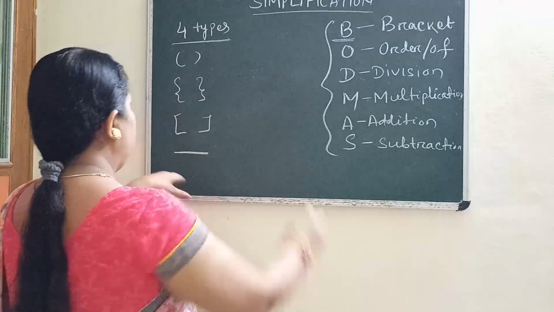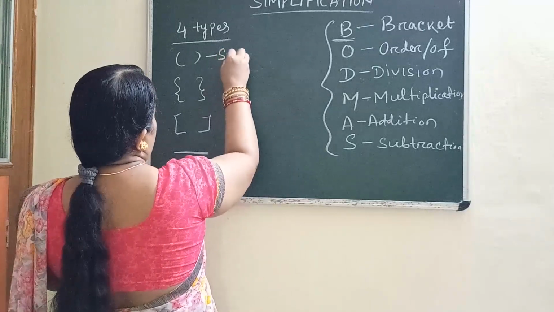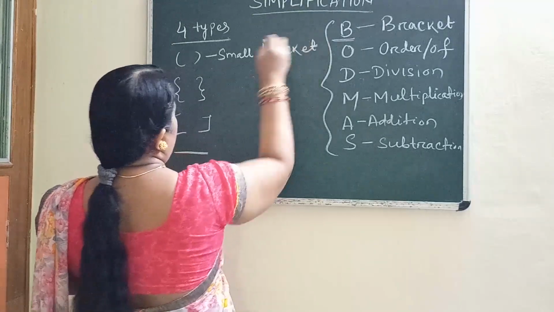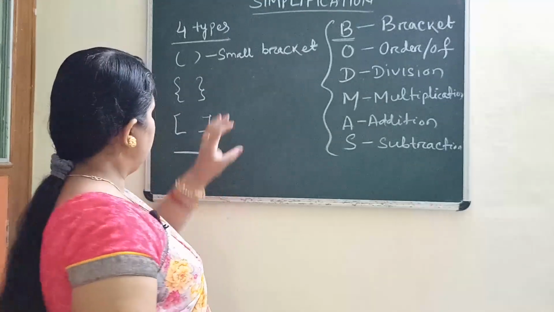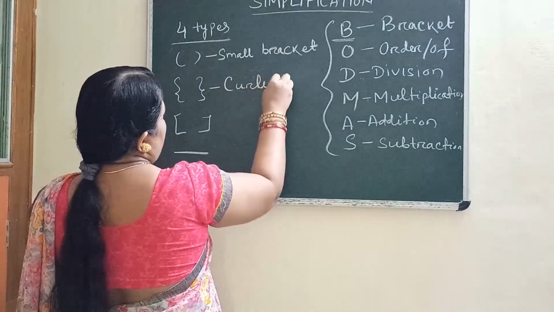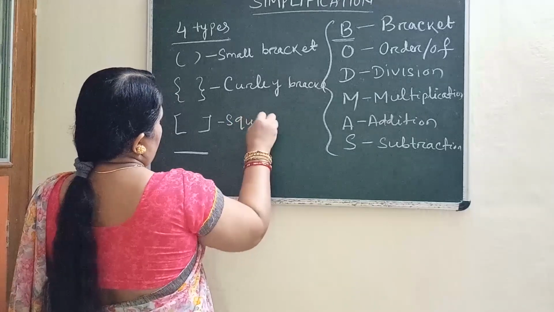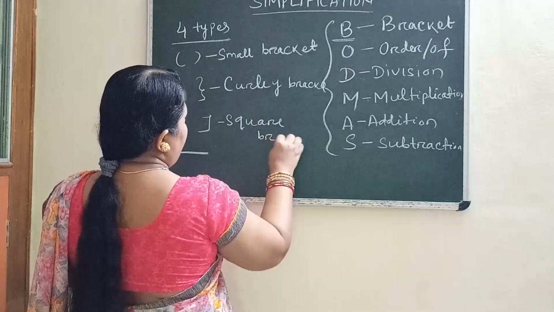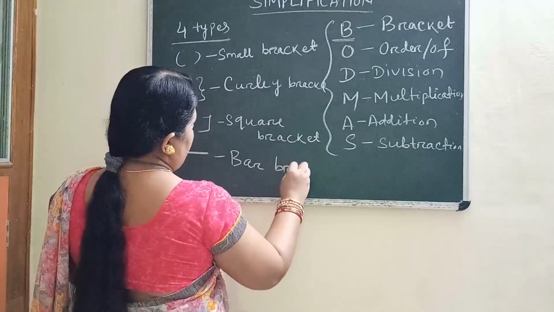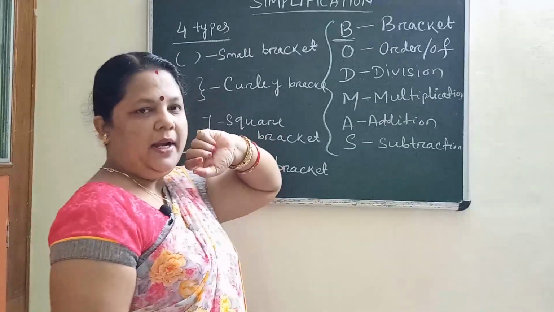So let me tell you what these are. This is called your small bracket or parenthesis. This is your curly bracket. This is your square bracket, and this is your bar bracket. So these are 4 types of brackets.